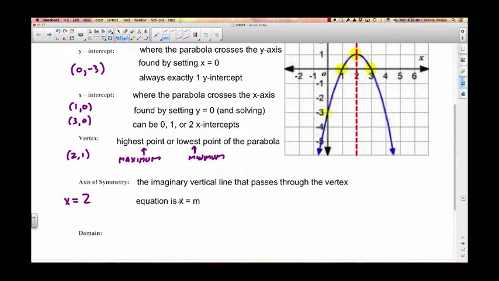So basically the equation is always going to be x equals m, where m is the x coordinate of the vertex. For example, if you had a parabola with vertex (7, -3), then the axis of symmetry would be x equals 7. Even without drawing it, I know that that's a fact. That'll always be the case.